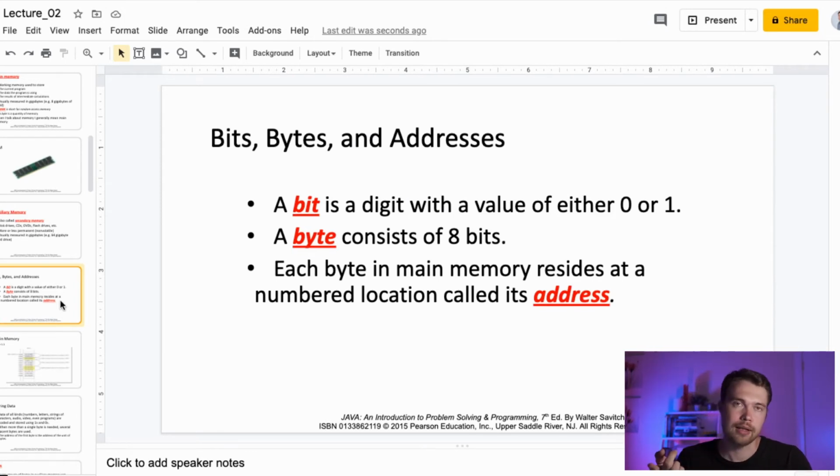So 1 kilobyte consists of 1024 bytes. 1 megabyte consists of 1024 kilobytes. 1 gigabyte consists of 1024 megabytes. 1 terabyte consists of 1024 gigabytes. And so on. Each byte in the main memory resides at a numbered location called an address.